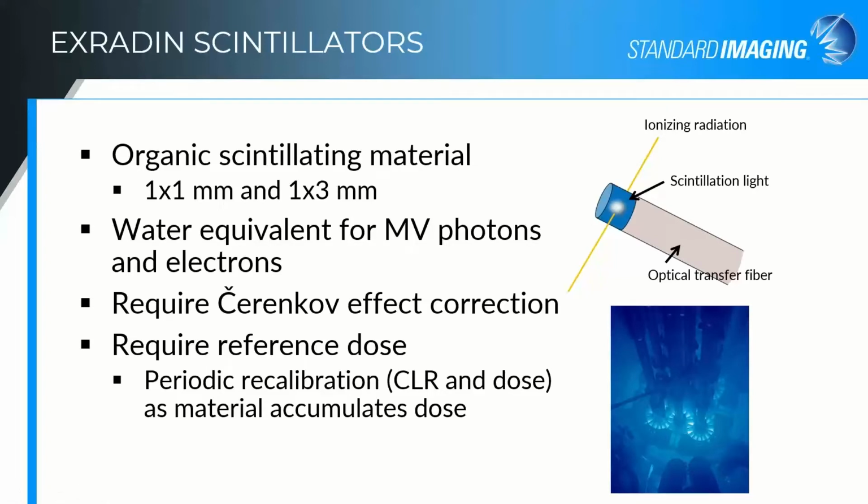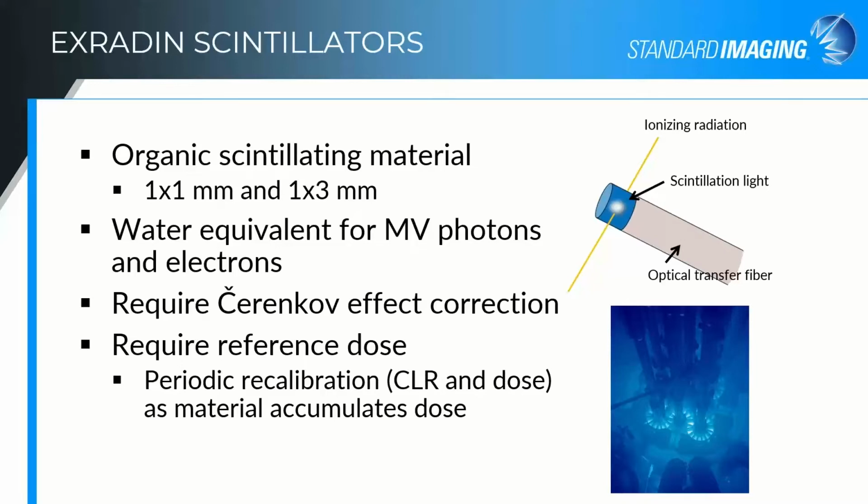This organic material is water equivalent for megavoltage photons and electrons, and I'll have some data to support that in just a moment. But that's very nice in terms of these measurements of small fields, because you're no longer having to worry about how the spectrum is changing as your field size is getting collimated down, or as you're moving from penumbra to in-field. Those sorts of questions get a lot simpler with a detector that really is fully water equivalent in this energy range.